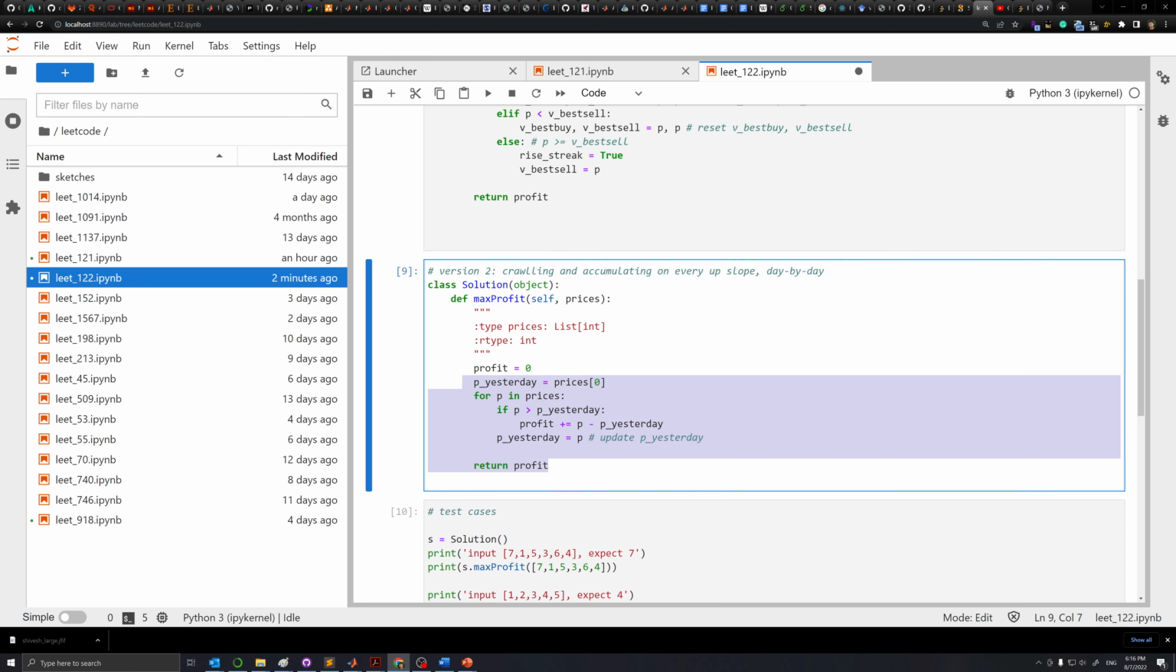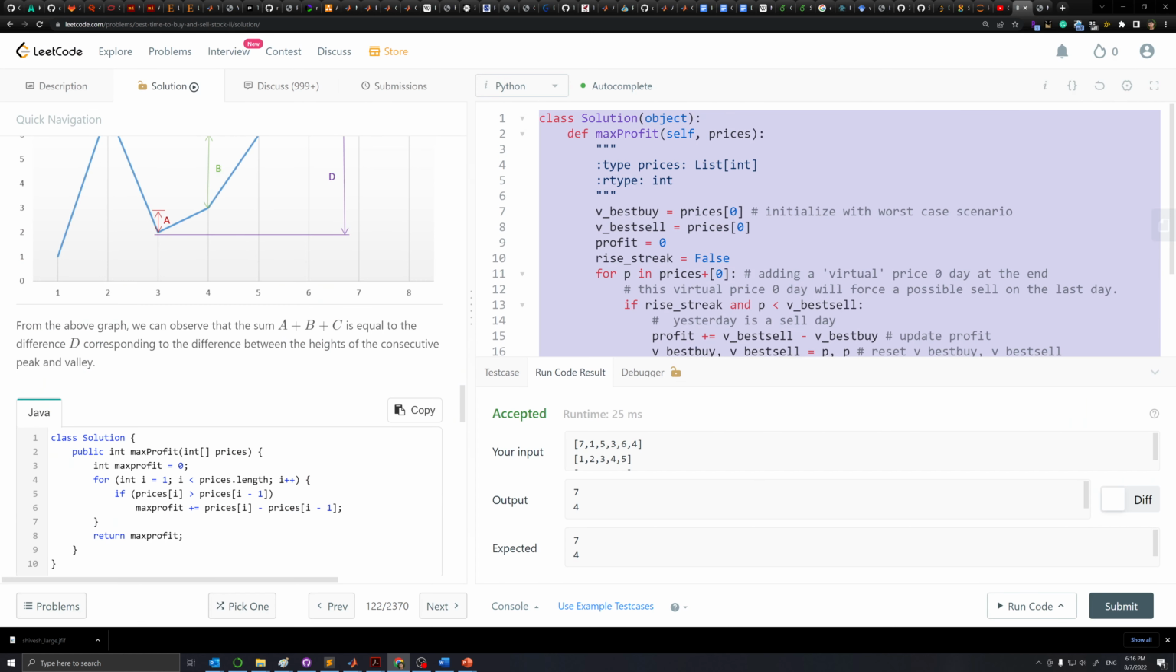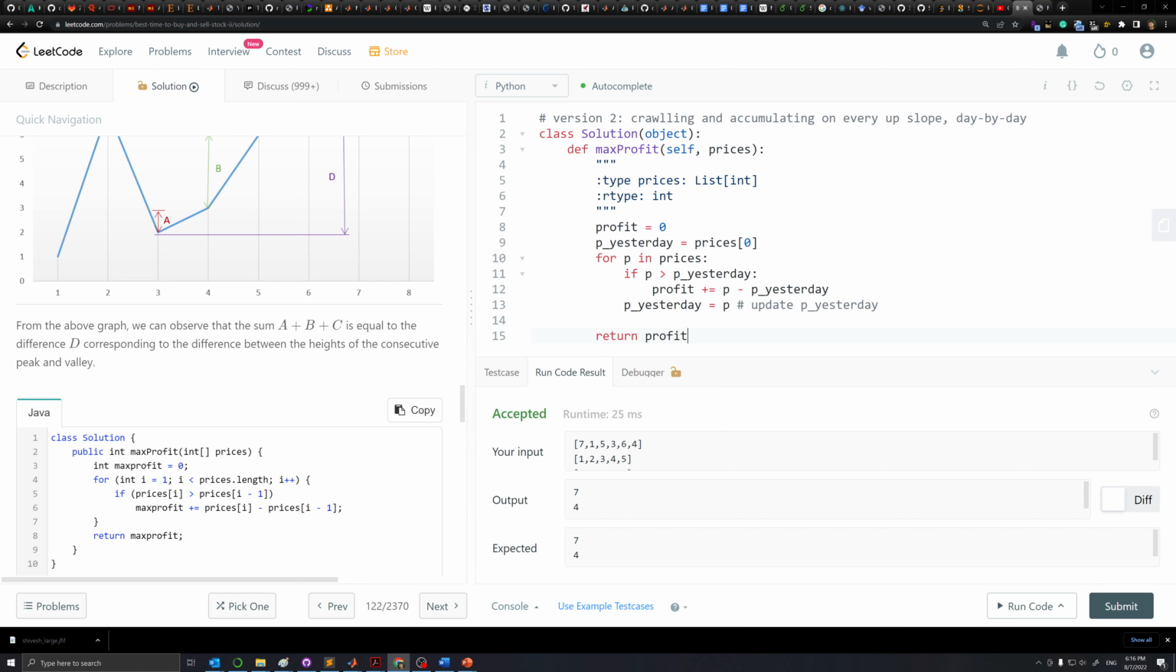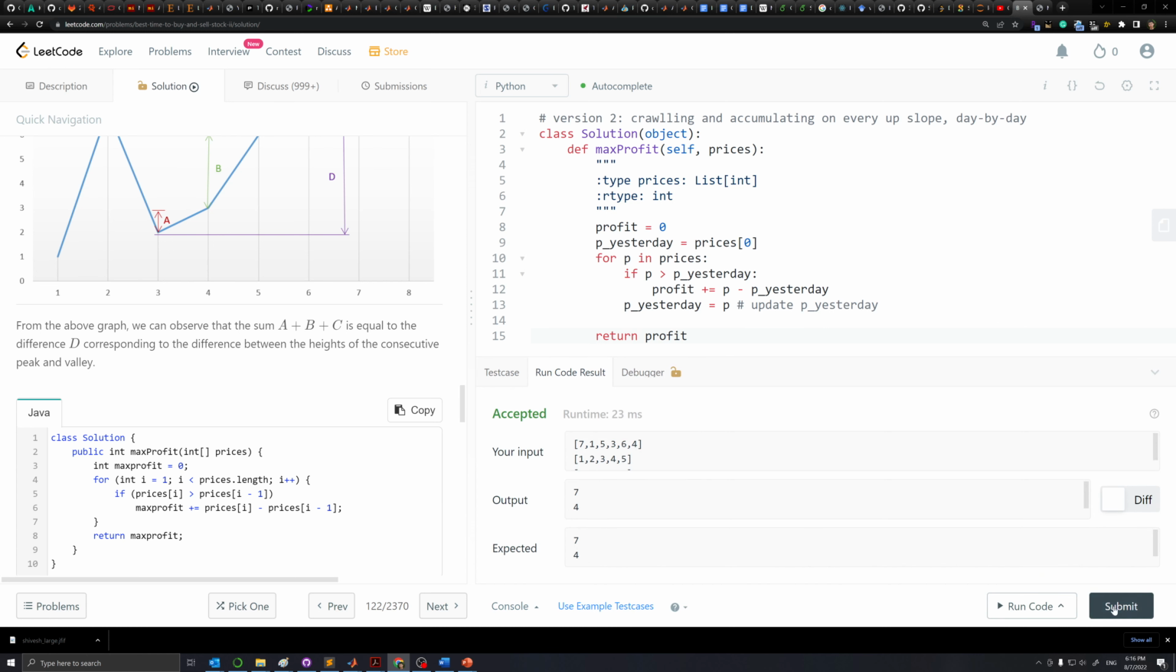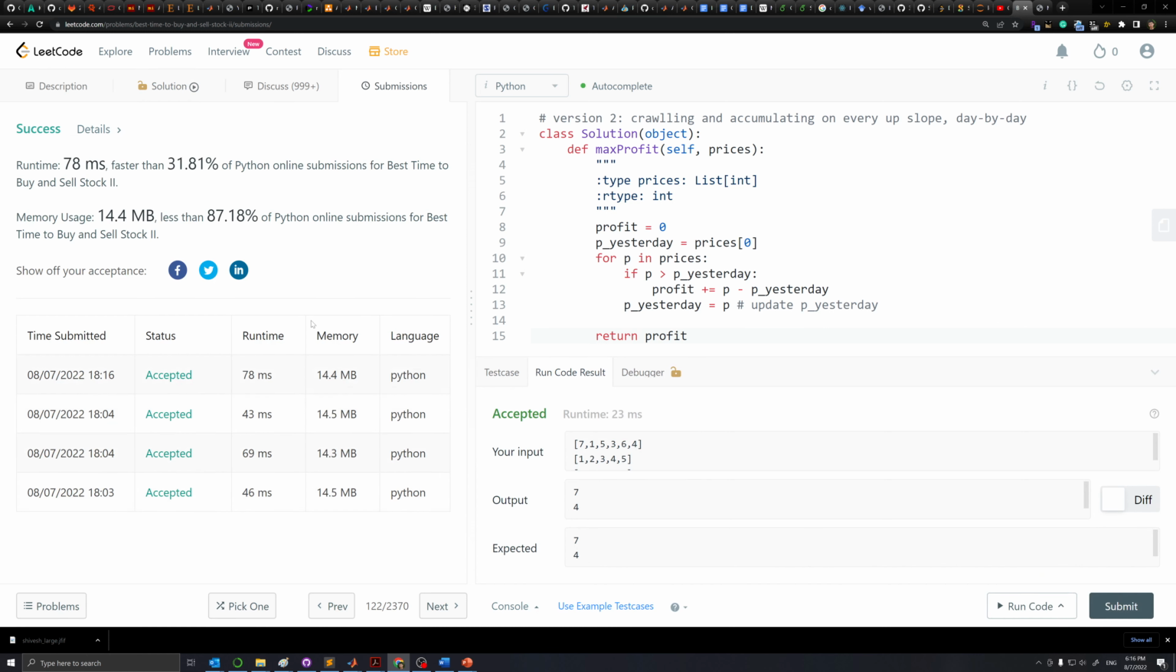740. It seems to be working. So let's just put version 2 into the solution here as well, and let's see if it works. It works in this case. It also works in this case.